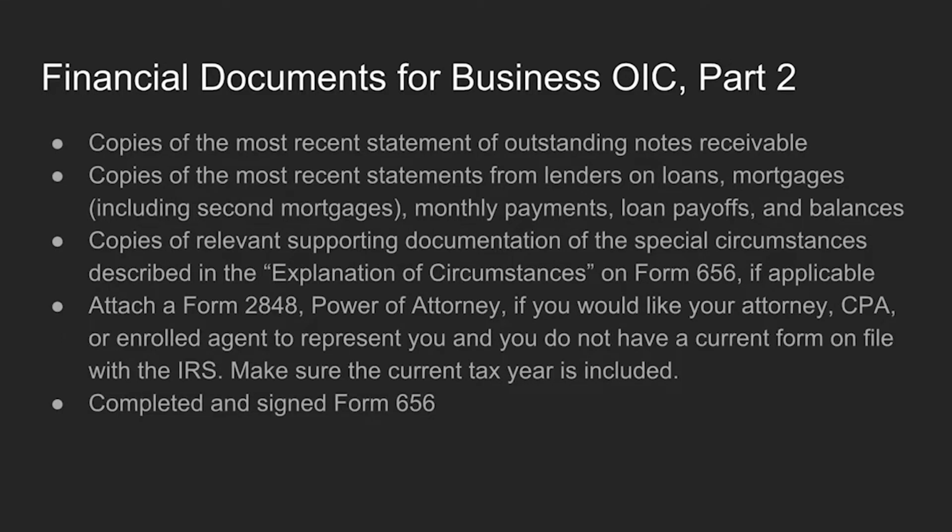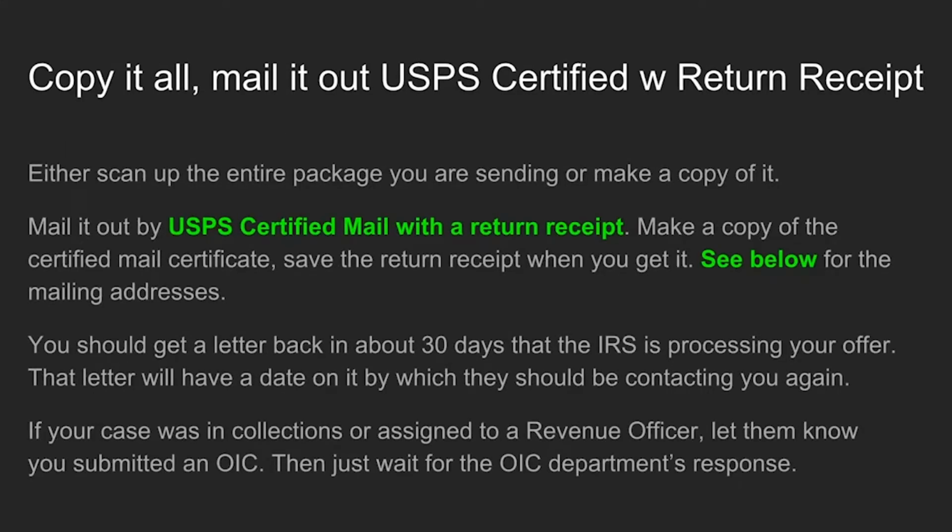Most businesses are not going to have special circumstances, but if there is anything, make sure to include the documents. Attach a Form 2848. And again, if someone is attaching a Form 2848 and has not done any type of call-in or anything before, that's kind of a bad sign. I probably would have someone else look at your case before you actually submit the offer. Completed and signed Form 656, of course, goes with that, Form 433B OIC.